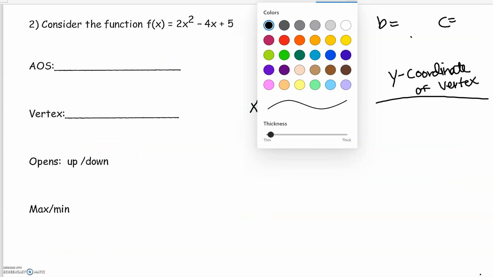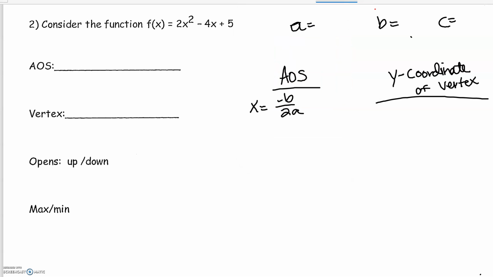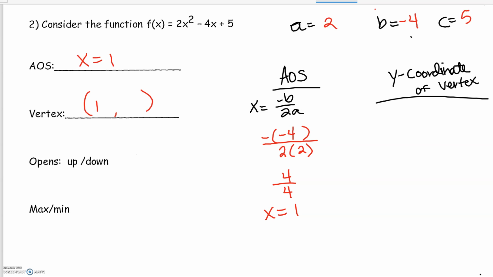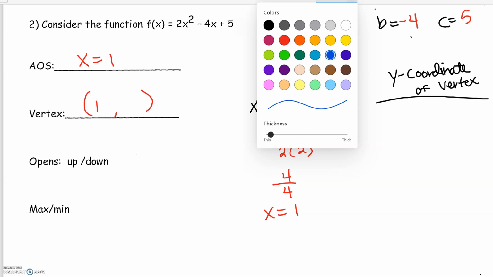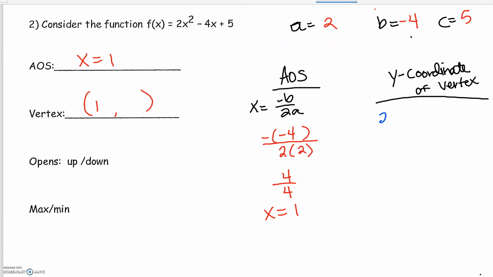All right, so on this second example, we're going to go ahead and identify a, b, and c. And then we're going to plug it into our kind of formula for axis of symmetry. So opposite of b over 2 times a. So then we have a 4 over 4, which is 1. So we're going to take that 1 and plug it in to our function to figure out what the y-coordinate is going to be.